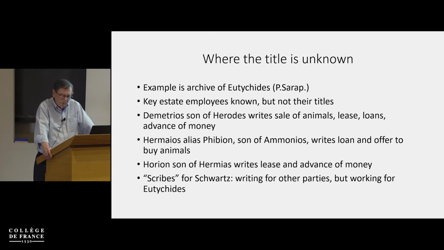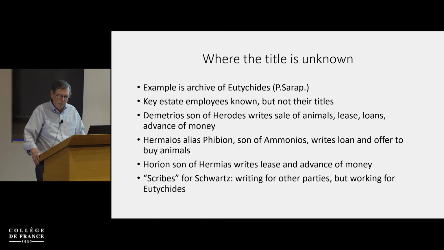In the archive of Eutychides, the son of Serapion, we encounter several men who should be classified as managers. Demetrius, son of Herodes, is the writer of the body of at least 6 agreements in this archive: a sale of animals, 3 loans of money, an advance of money, and a lease of land.